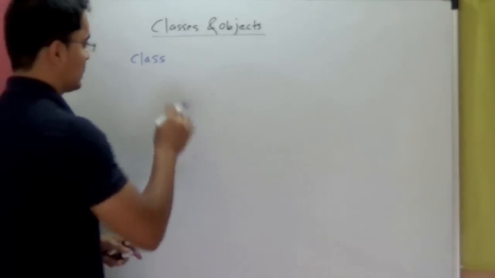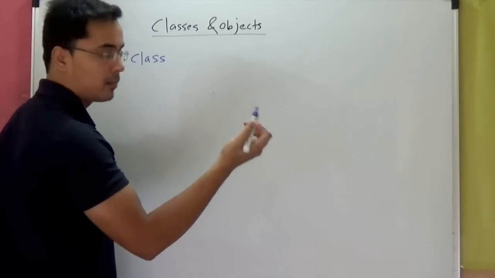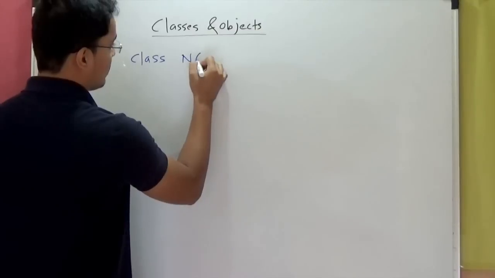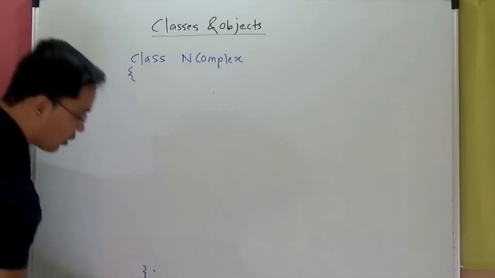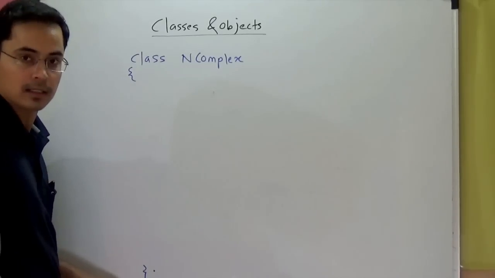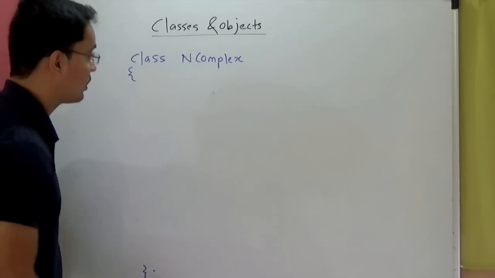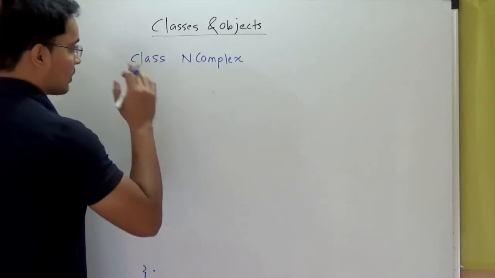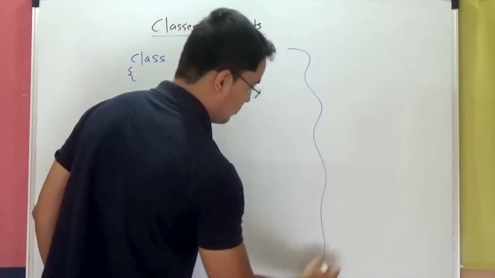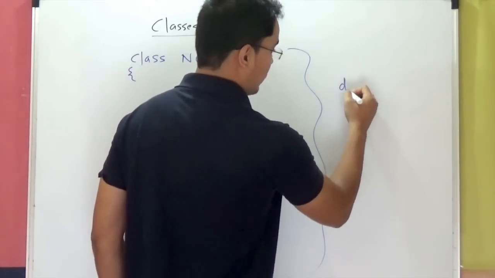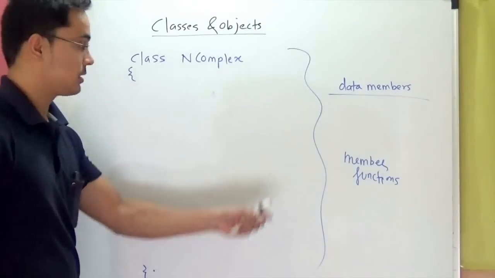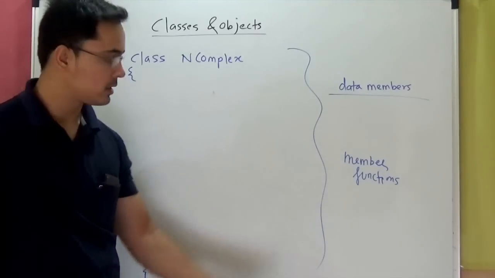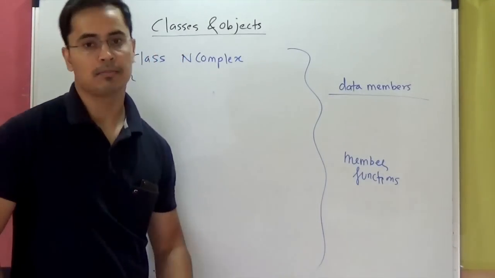In C++, as I said, the keyword is class followed by the name of the class. So I'll say nComplex, and your class definition goes inside braces, and you have to put a semicolon at the end of your class declaration. This is important, right? Semicolon in C++. Now, every class, as you know by now, will have data members and member functions. Every class will have some data members, also called attributes, and member functions, also called behavior.